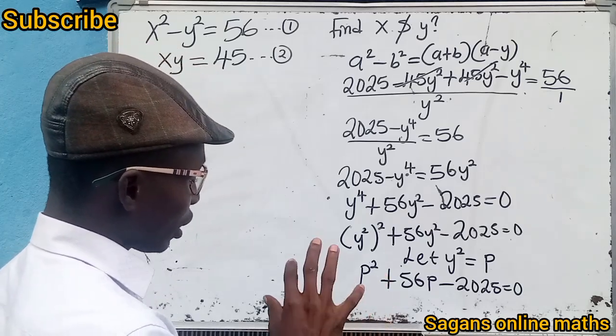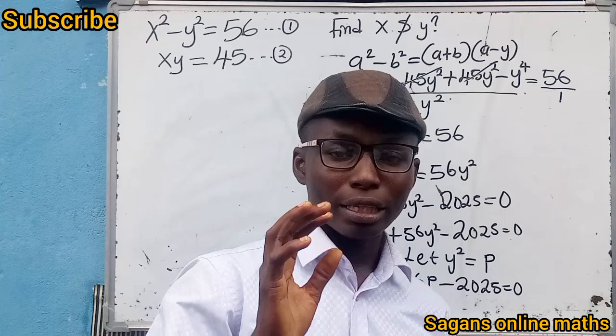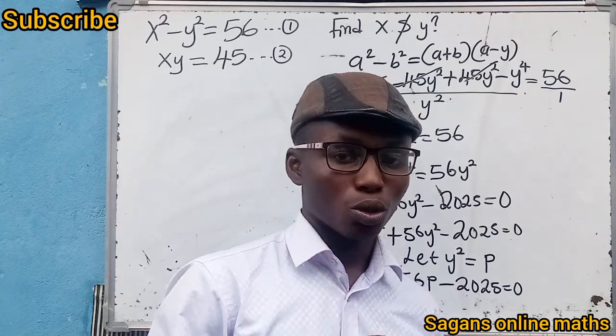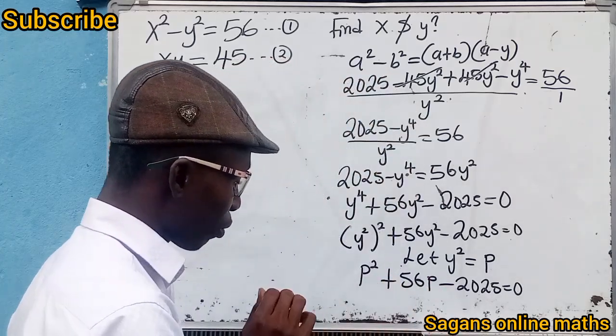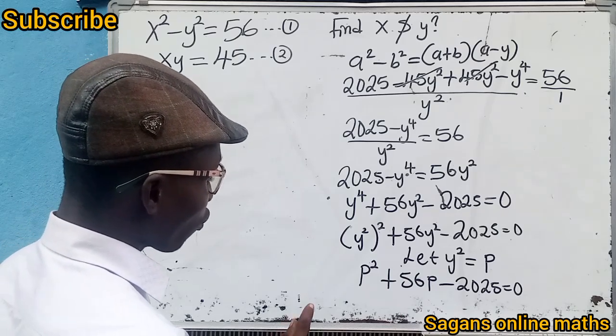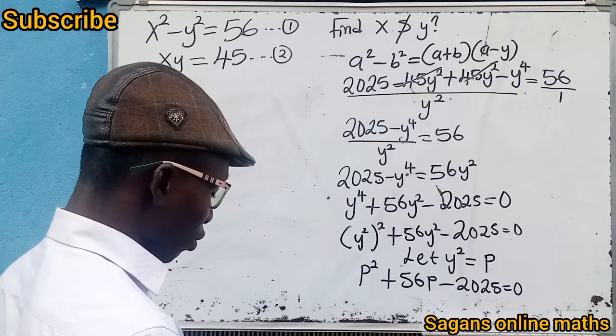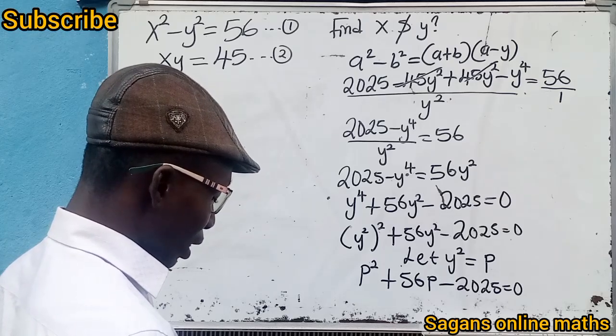Now let me show you another interesting way to factorize this. So we are going to do this. Look at what you are going to do. This is having a bigger number, so first of all we will find the half of this. What is the half of 56? Half of 56 is 28.